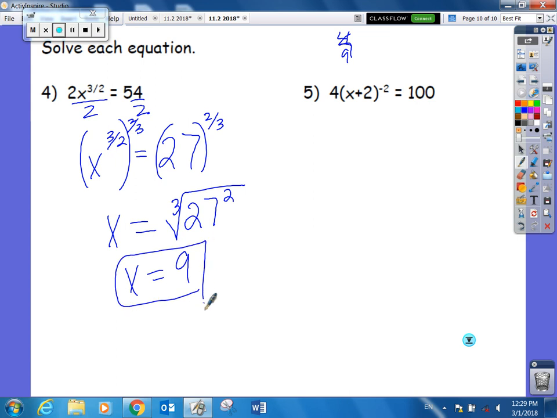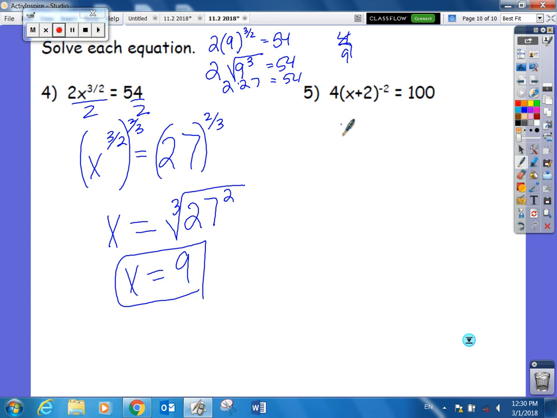And you can check your answers on this. So 2 times 9 to the 3 over 2 equals 54. So that's 2 times 9 cubed, square root. Square root of 9 is 3. 3 cubed is 27. 2 times 27 equals 54. So what's nice about the solve is you can plug it back in and check to make sure you did it right.